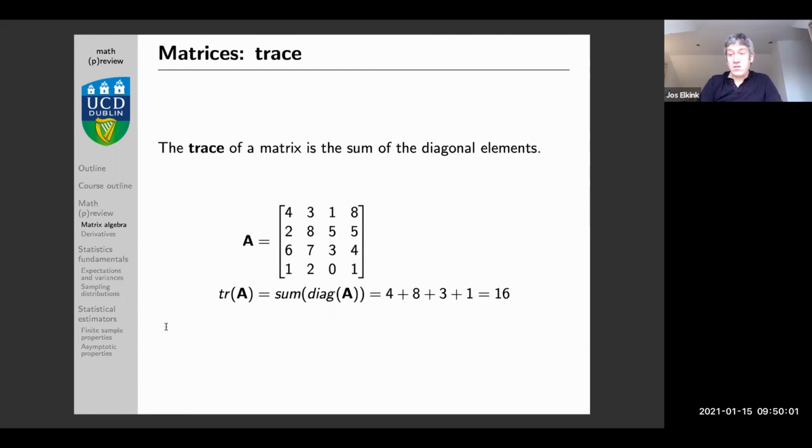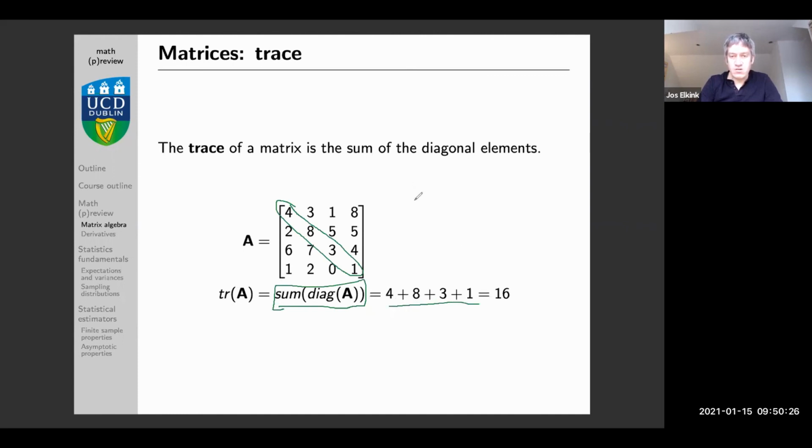One more thing that I want to explain about matrices is called the trace. The trace is the sum of the diagonal elements. As we said, the diagonal always is from top left to bottom right. So it's these numbers, that is the diagonal. And the trace is simply the sum of the diagonal, which is 4 plus 8 plus 3 plus 1.